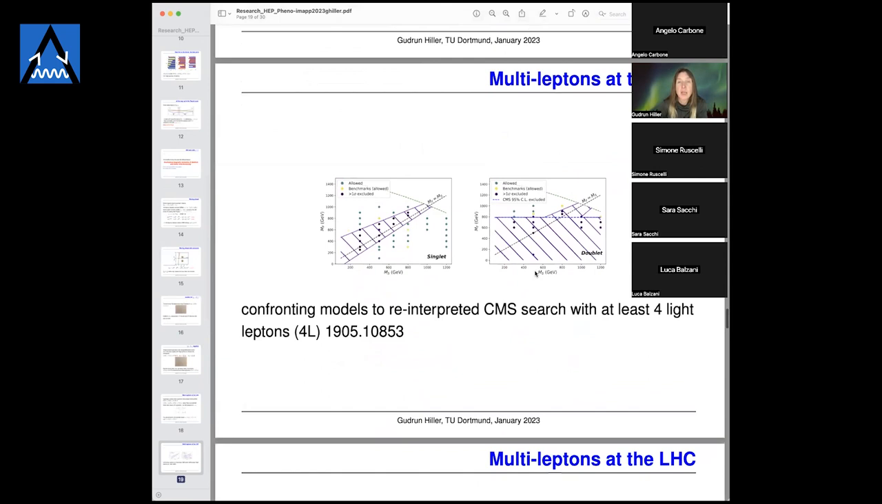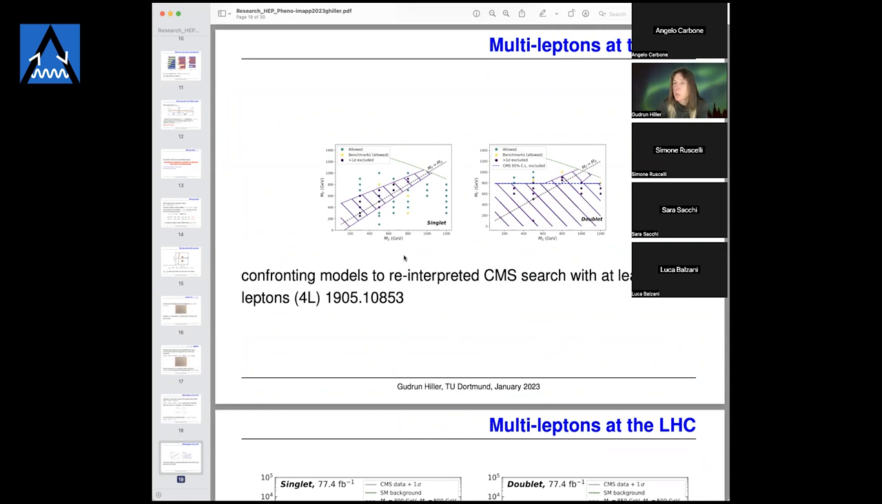And this is a plot that shows the allowed parameter space when confronting this model with a CMS analysis, a multi-lepton search at CMS, in this paper. The two plots are scalar mass versus fermion mass, and there are two plots because there are two models.